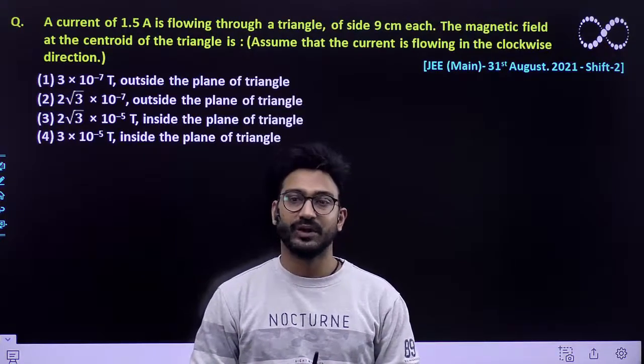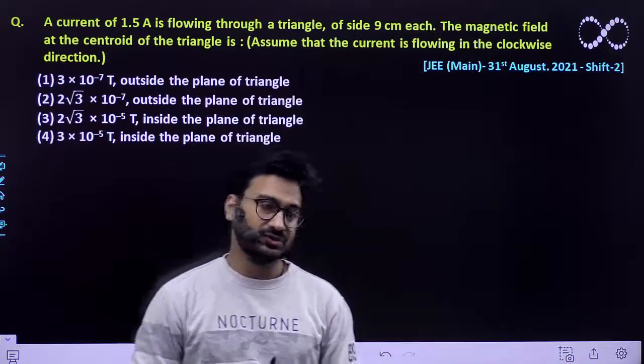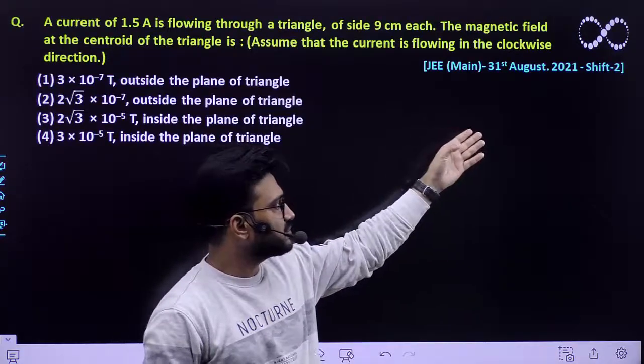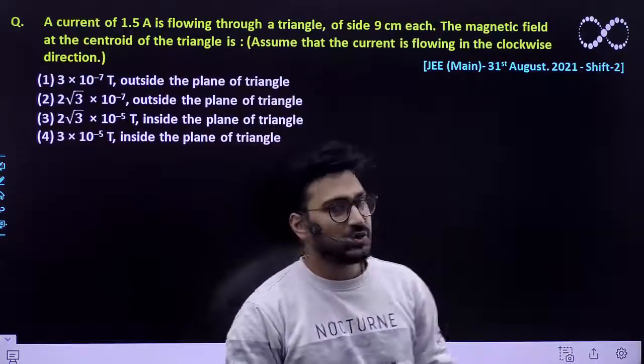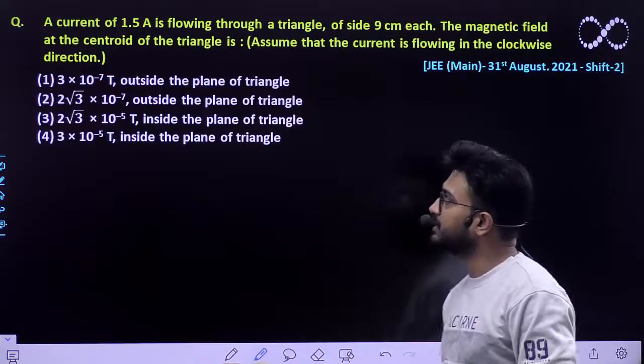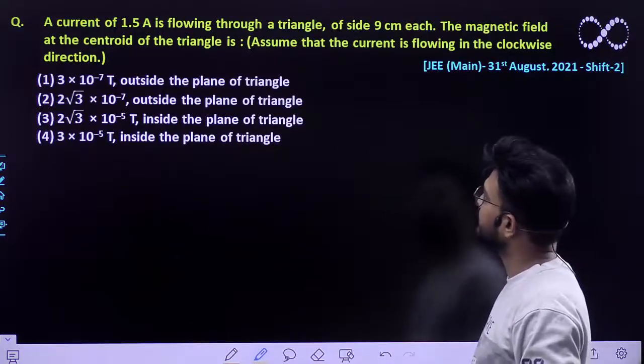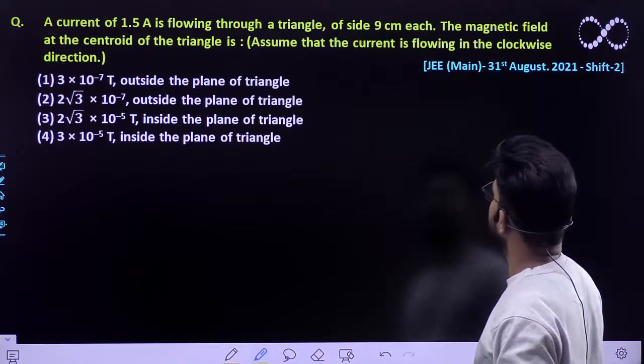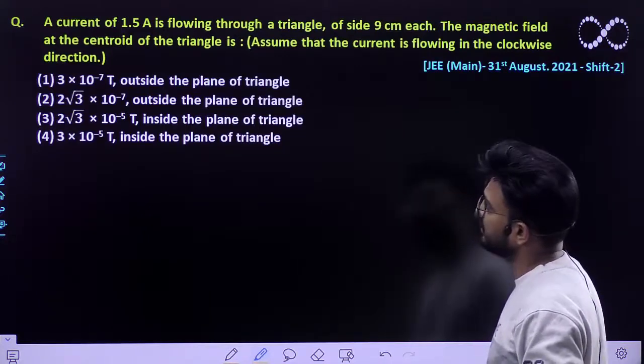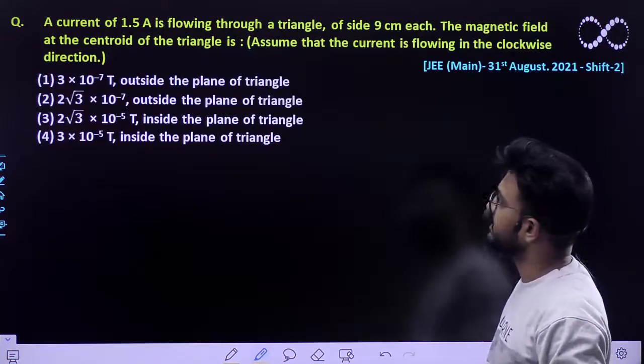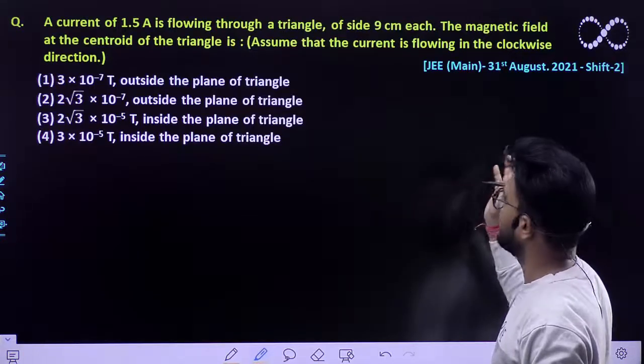Right now I'll be doing one such question that came in your JEE Main examination. This question came on 31st August 2021 in shift 2. So let us see this question first. The question says a current of 1.5 ampere is flowing through a triangle of side 9 centimeter each. The magnetic field at the centroid of the triangle is, assuming that the current is flowing in the clockwise direction.